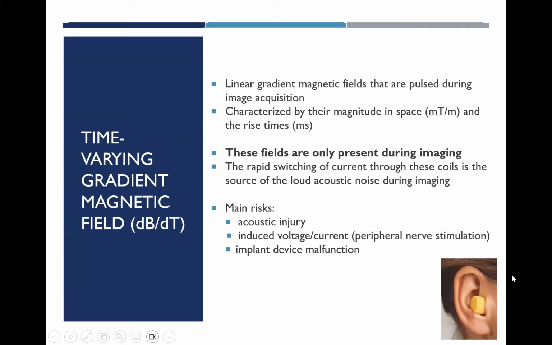Now, the time-varying gradient magnetic fields are linear magnetic fields that are pulsed during image acquisition. And they're characterized by their magnitude in space as well as the rise time. These fields are only present during imaging, and the rapid switching of current through these coils is the source of the loud acoustic noise during imaging.